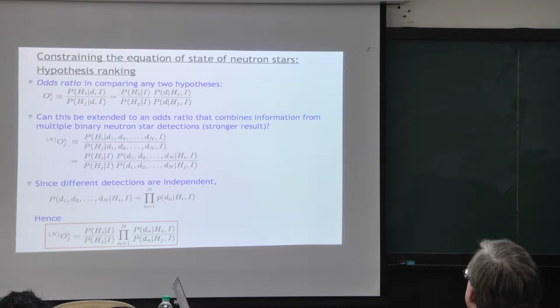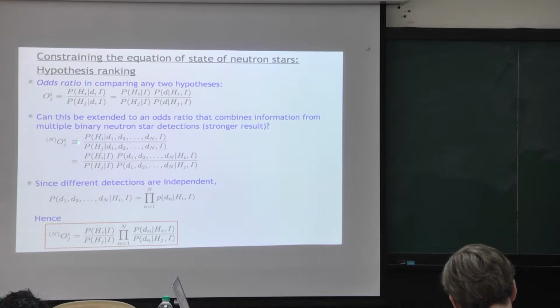Now, like I said, an important bonus will be if we are able to combine information from multiple sources so as to get a stronger result. And so is this possible? Well, here is that same odds ratio, but now assuming that n detections have been made of binary neutron stars. As usual, it's a ratio of posterior probabilities. And of course, using Bayes' theorem, this can be written as a ratio of priors and a ratio of a combined likelihood, or a combined evidence rather, for all of those detections together.